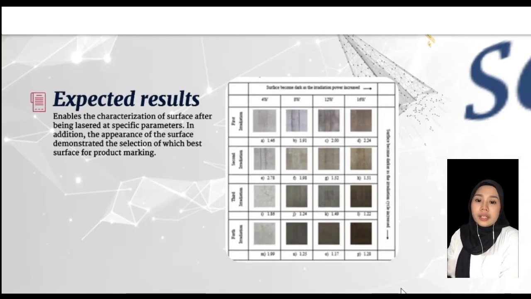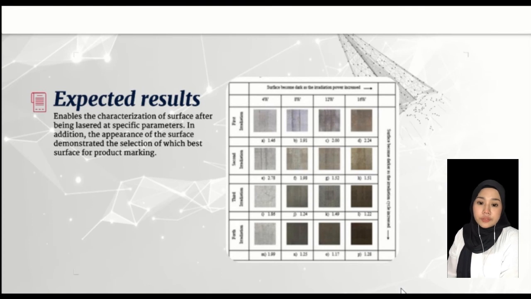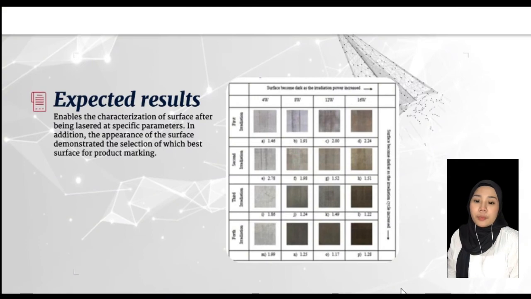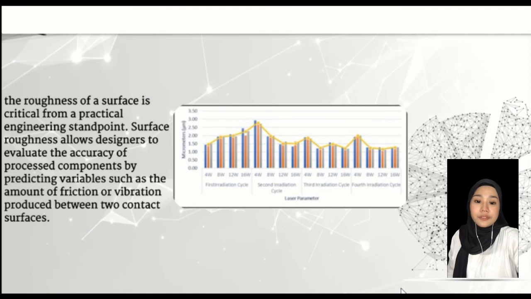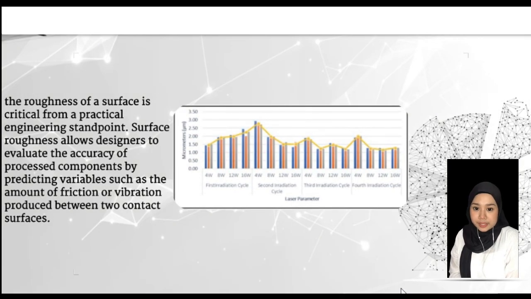Expected results enable the characterization of the surface after being lasered at specific parameters. In addition, the appearance of the surface demonstrates the selection of the best surface for product making. The roughness of a surface is critical from a practical engineering standpoint. Surface roughness allows designers to evaluate the accuracy of a process component by predicting variables such as the amount of friction or vibration produced between two contact surfaces.